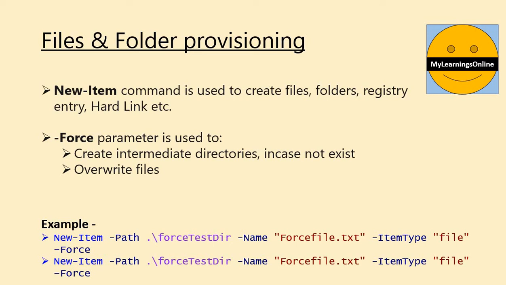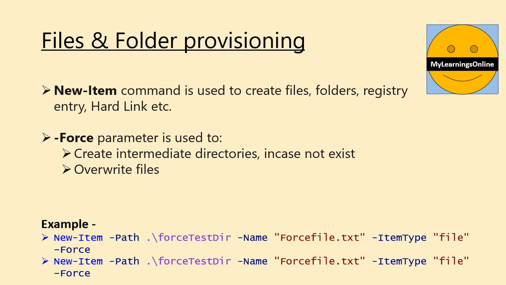In the example, in the first command, we are trying to create a file with the name forcefile.txt in the directory force-dir, but in actuality, the directory specified in the path doesn't exist. Now comes the magic of the Force parameter, which will create the directory force-dir even if it doesn't exist already. In summary, whether the directory specified in the path exists or not, we don't have to worry about it. If we have used the Force parameter, we will get our desired file created for sure.